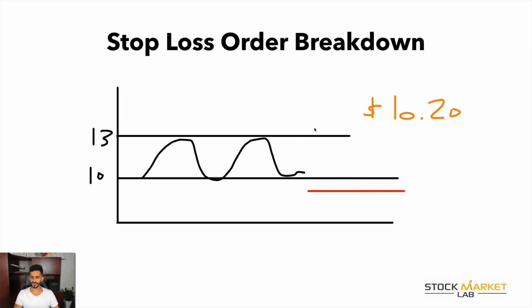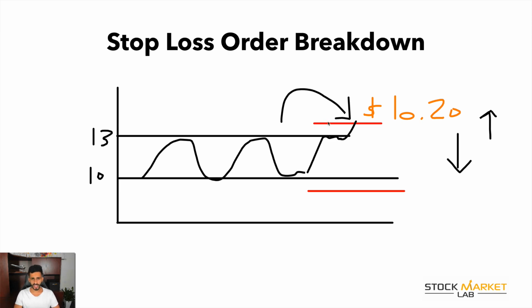Let's say I short a stock and I put my stop loss above my entry point. Because remember, if I short a stock, I make money when the stock goes down. I lose money when the stock goes up. So if I short a stock and the stock does go up, it automatically stops me out and I am out of my position.